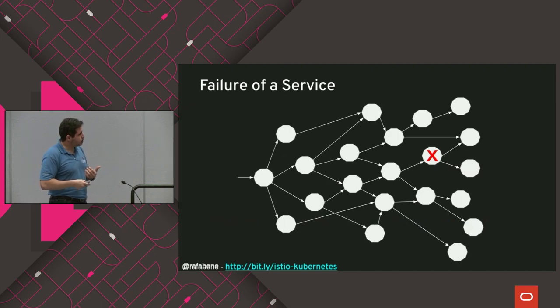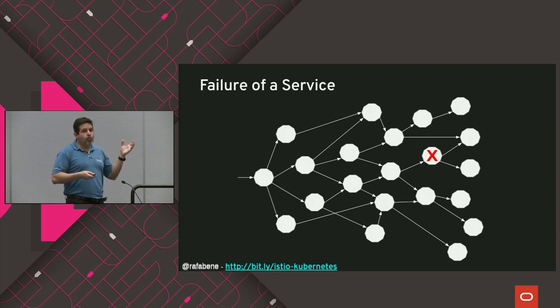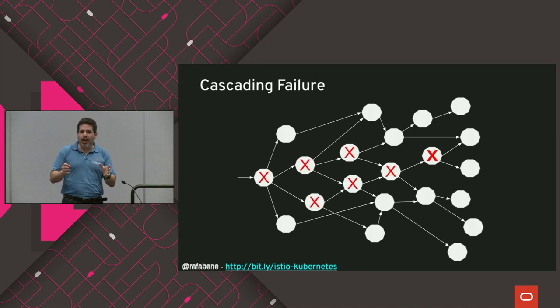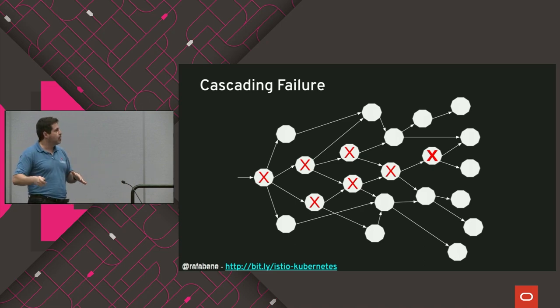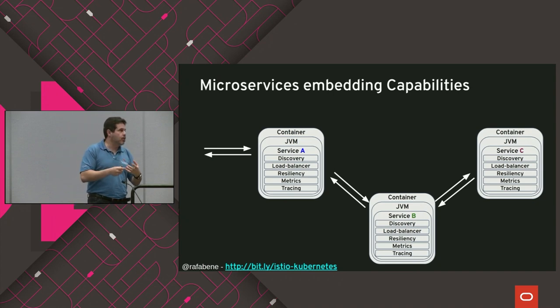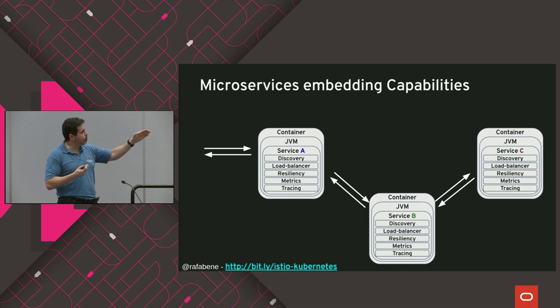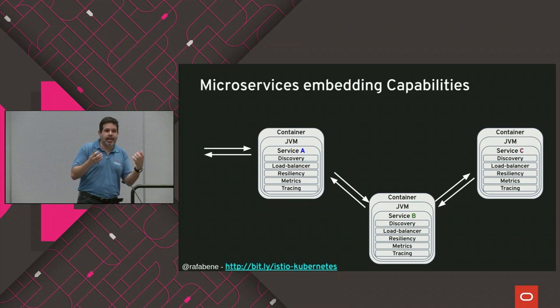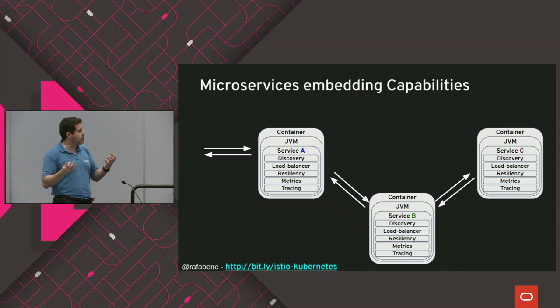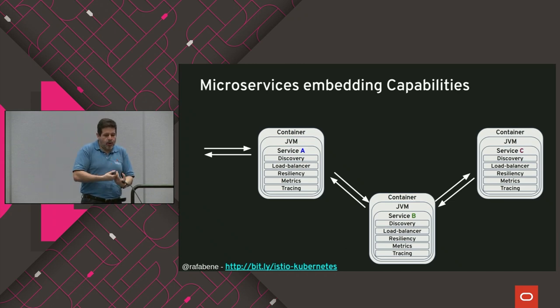So usually, when something goes wrong, and it will go wrong, what we want to do is avoid a cascading failure. We don't want a single crash in a single microservice to destroy the whole environment. So we place some capabilities inside our microservice. We place a service discovery because service A needs to find service B. We place a load balancer because, as I said, one of the requirements is that the infrastructure needs to be elastic, so it might have multiple replicas of service B. So we need a server load balancer or a client load balancer to communicate with the different instances of service B. We need resilience because service B cannot always be available. We need metrics. We need tracing. All those things we place inside our microservices.